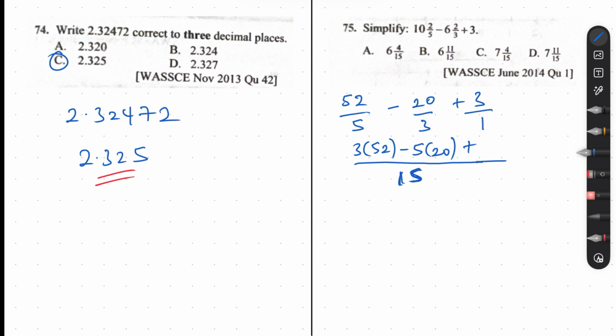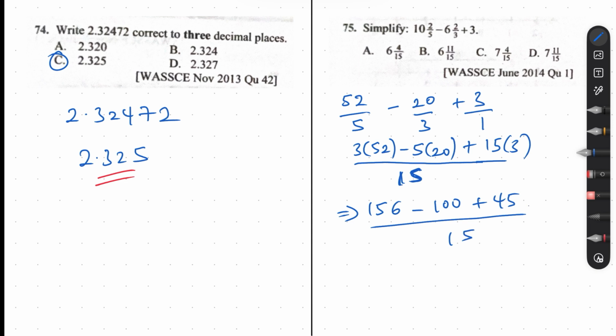Okay, so we have 1 into 15, 15 times 3. So 15 times this 3. So you write it here. So what are we getting? 3 times 52, we are going to get 156, right? 156 minus 100 plus 45 all over 15.